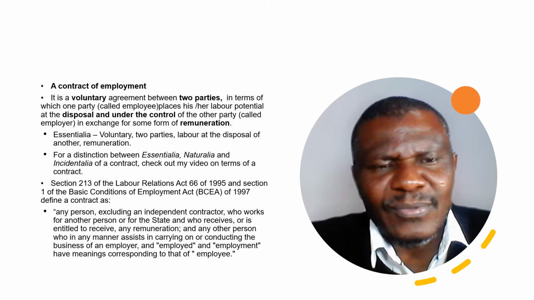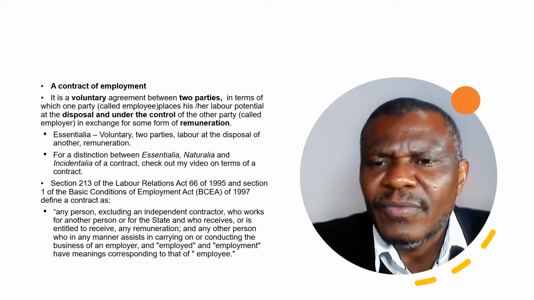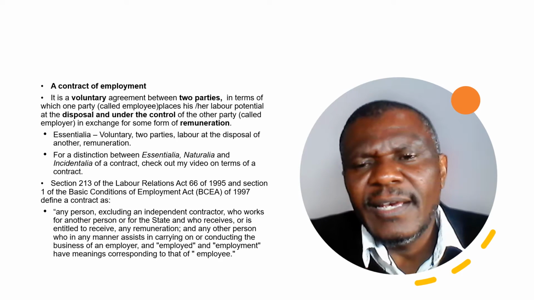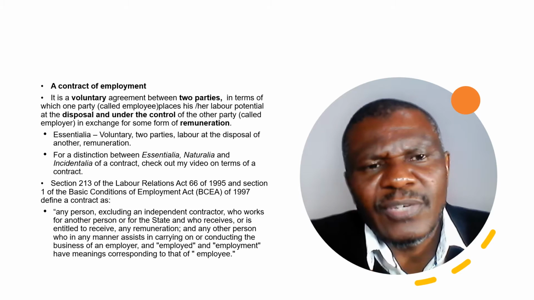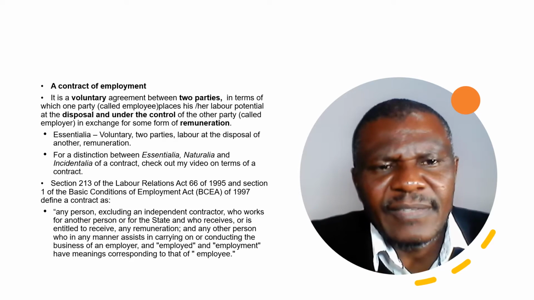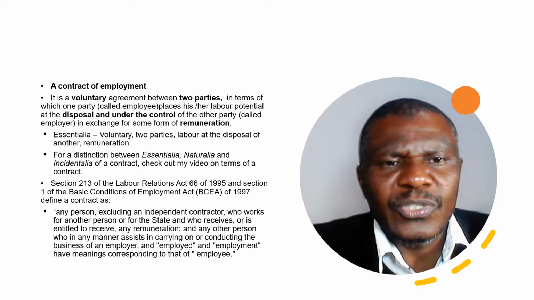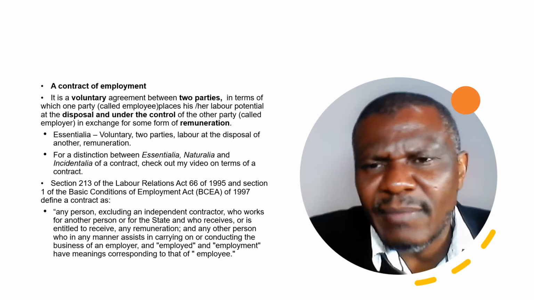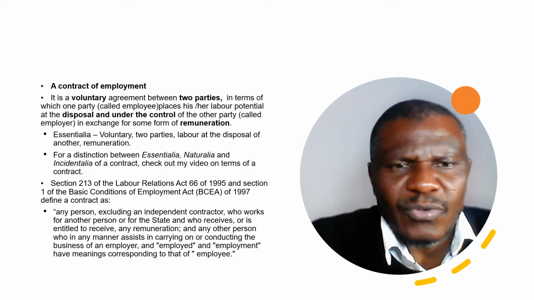Now, come to section 213 of the Labor Relations Act. We will look deeply at the Labor Relations Act. Actually, there is a video dedicated to the Labor Relations Act, chapter 66 of 1995. There's also a consideration of section 1 of the Basic Conditions of Employment Act, that's 75 of 1997. Now, how is an employee defined? They say an employee is any person, excluding an independent contractor, who works for another person or for the state, and who receives or is entitled to receive any remuneration, and any other person who in any manner assists in carrying on or conducting the business of an employer. And employed and employment have meanings corresponding to that of an employee.